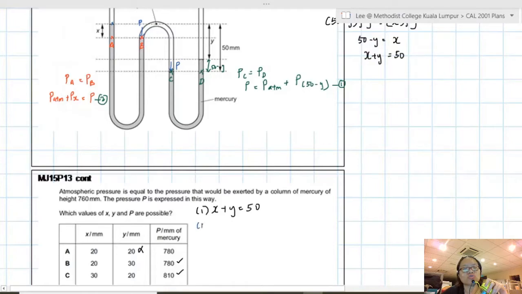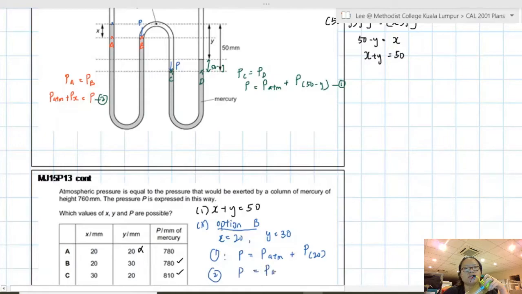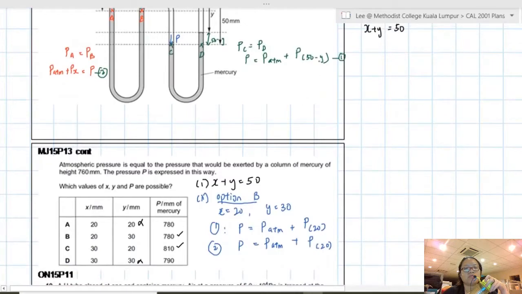So I'm going to substitute maybe option B first. So option B, right, X is equal to 20 and Y is equal to 30. So I'm going to sub into equation 1, okay, where pressure P is the atmospheric pressure plus 20. Because 50 minus 30 is 20. 50 minus Y. Okay, and equation 2, atmospheric pressure would be P plus 20. Of course, these two have to be the same. If not, you did it wrong.